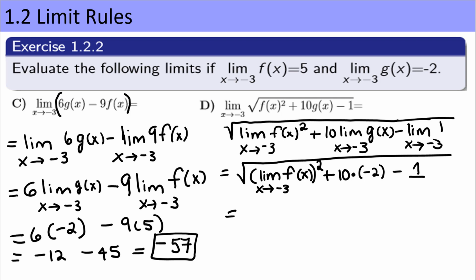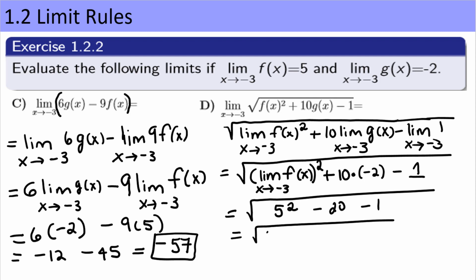We've got one more limit to compute and then some arithmetic. So the limit as x approaches -3 of f of x is, that's right, 5 squared minus 20 minus 1. I don't have a calculator, so I'm going to do each of the steps separately. So I'll have the square root of 25 minus 20 minus 1. Okay, that I can do. So 25 minus 21, I want the square root of 4. And that answer is positive 2.